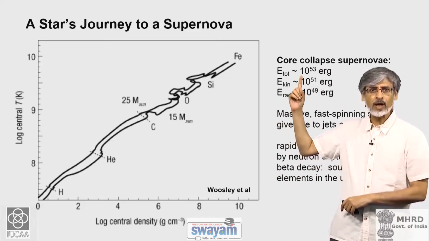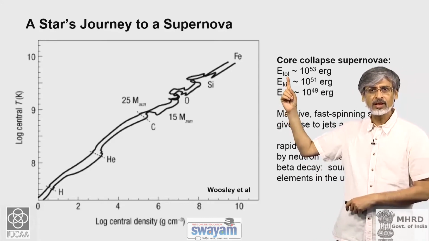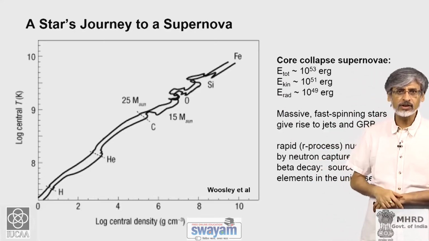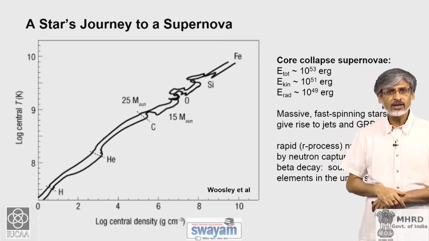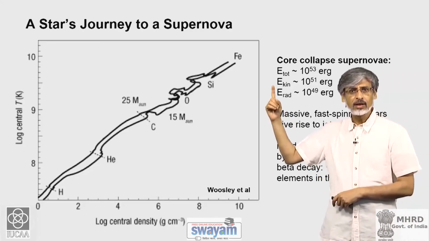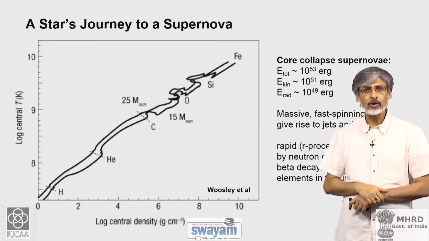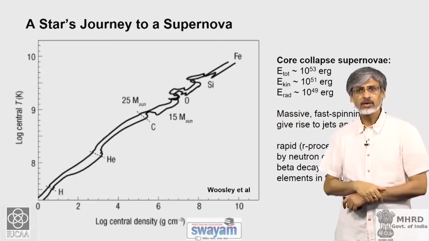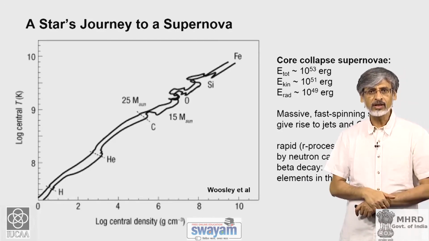So, for these core collapse supernovae, the simple energetic numbers are like the following. The total energy that is released in the process is about 10^53 ergs, most of which is actually carried away by neutrinos generated in the process. The envelope is ejected with a kinetic energy of the order of about 10^51 ergs, and the amount of radiation produced, which we see from this explosion, is about 10^49 ergs.